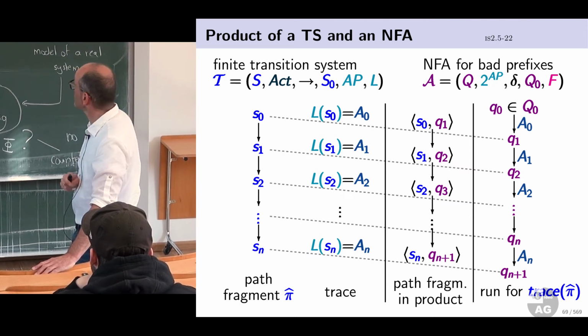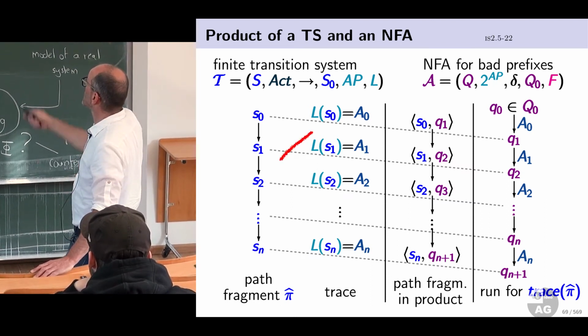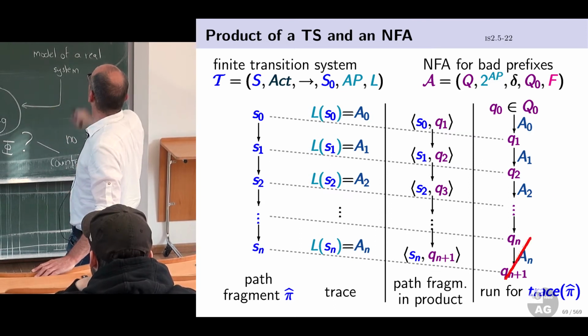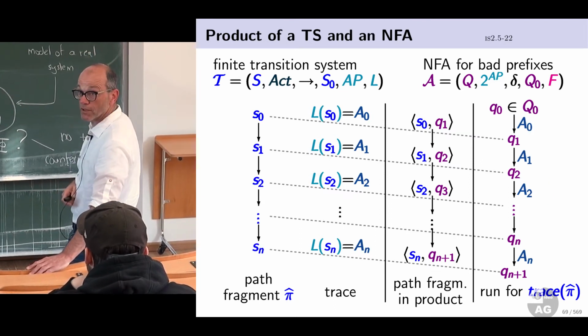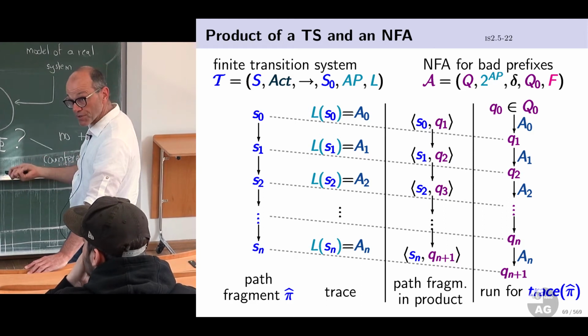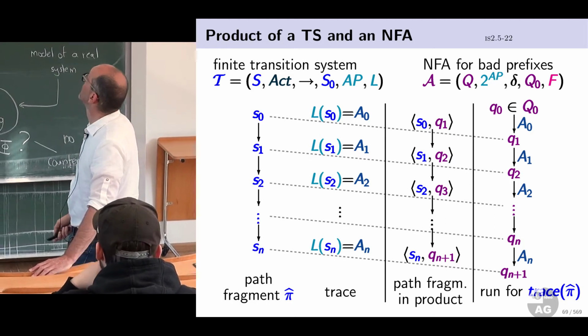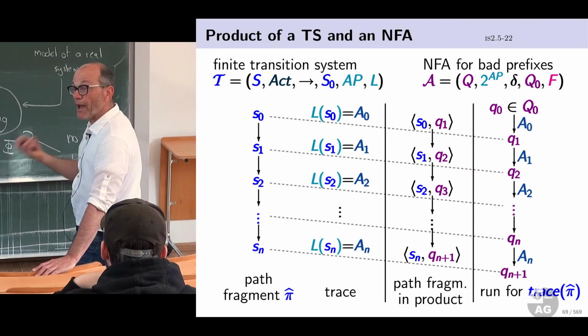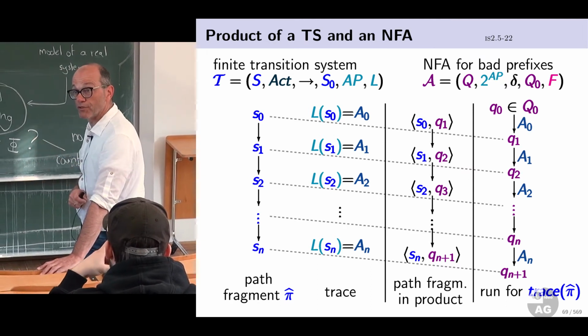Good. So this is a trace in my transition system. This is a run in my automaton. If my automaton accepts, then this trace is bad because it violates my safety property.